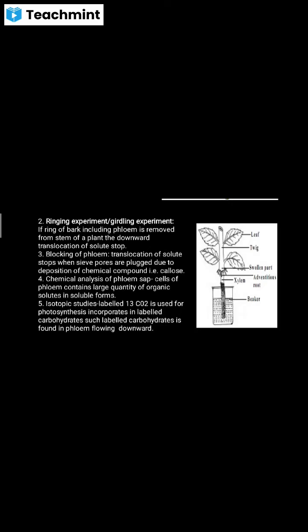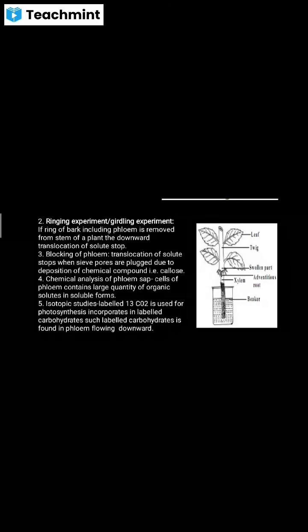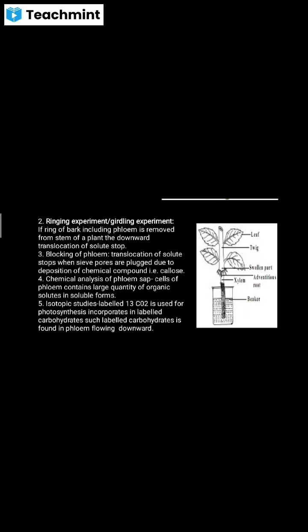Then if we chemically analyze the phloem sap, we find that the cells of the phloem contain a large quantity of organic solutes in soluble forms. If we study the phloem cells chemically, a large number of organic solutes will be found. So we can confirm that the solutes are translocated with the help of phloem.